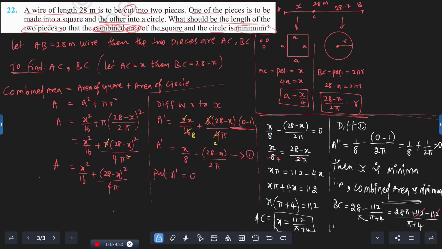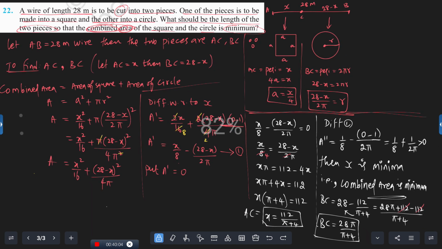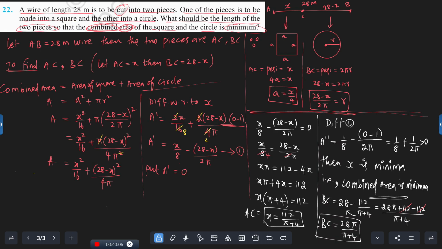Then what I am getting as BC length is 28 pi divided by pi plus 4. That's it. AC length, BC length, we got it. Have you understood? Finally, you have to write: therefore, the lengths of the two pieces are the AC and BC values. You have to mention it if you want. Are you understanding? Is it okay? Finishing, you write: therefore, the lengths of the two pieces are the AC length and BC length.